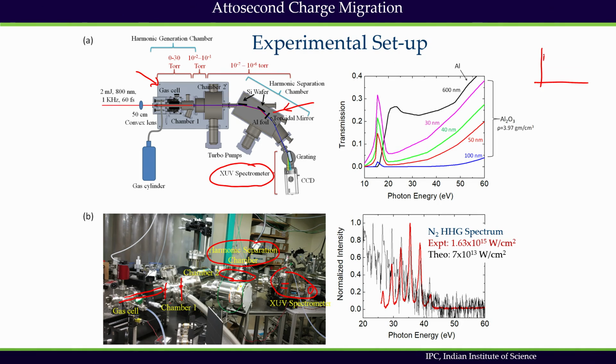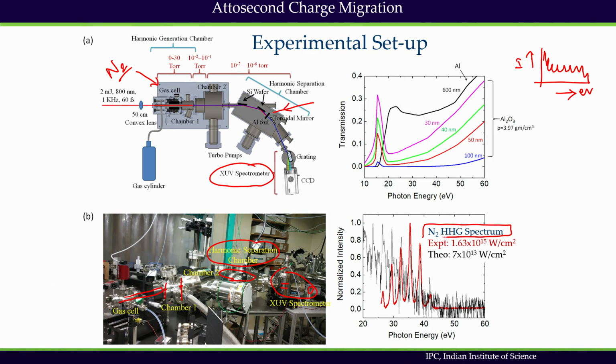The intensity should drop down like this, and then there will be a plateau of intensity, and then there will be a cutoff. This is the typical HHG spectrum, where you are plotting energy in eV this way and intensity this way. But when we looked at the N2 spectrum, which means in the gas cell we have injected N2 gas, we have filled it with N2 gas.